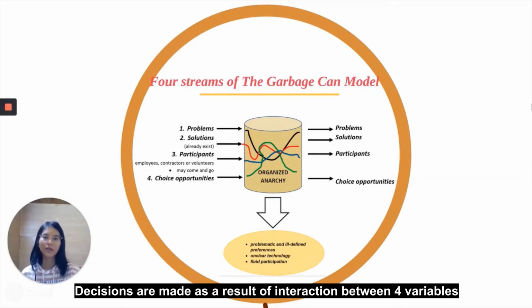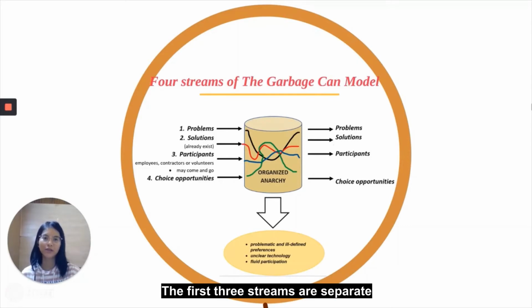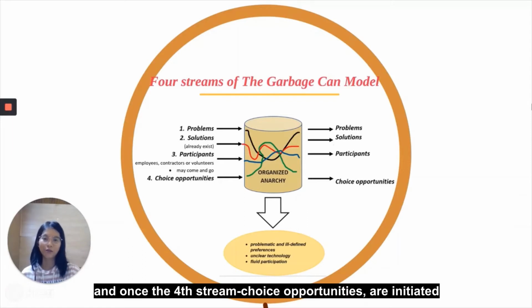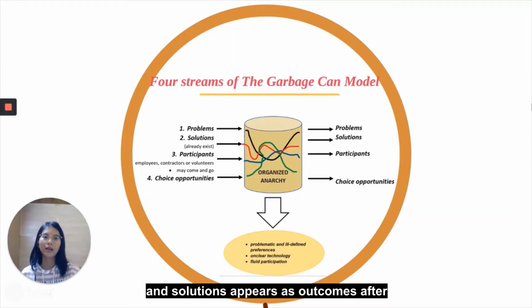Decisions are made as a result of interaction between four variables: problems, solutions, participants, and choice opportunities. The first three streams are separate, and once the fourth stream, choice opportunity, is initiated, all of them will meet within the garbage can. These four streams flow in and out of the garbage can, and solutions appear as outcomes after the interaction of several independent streams.